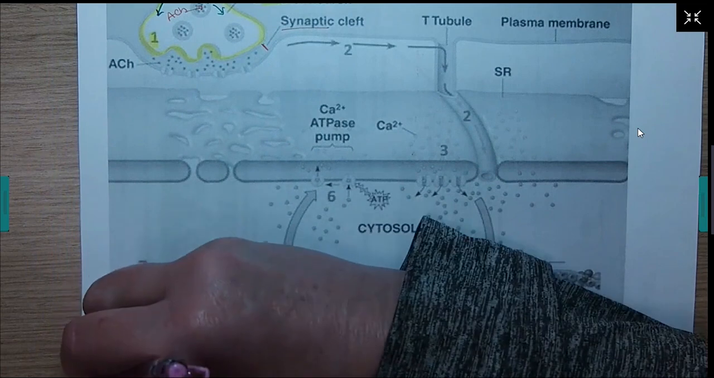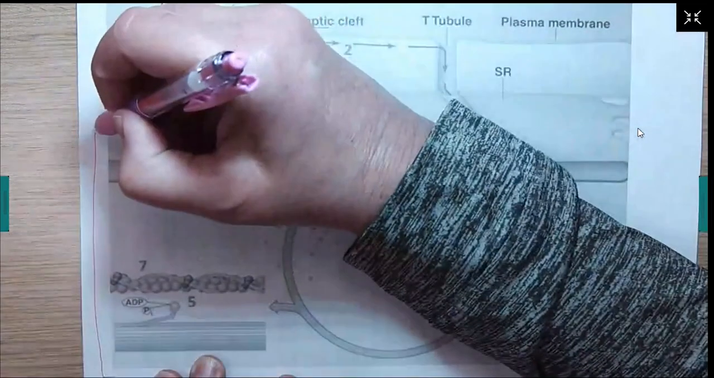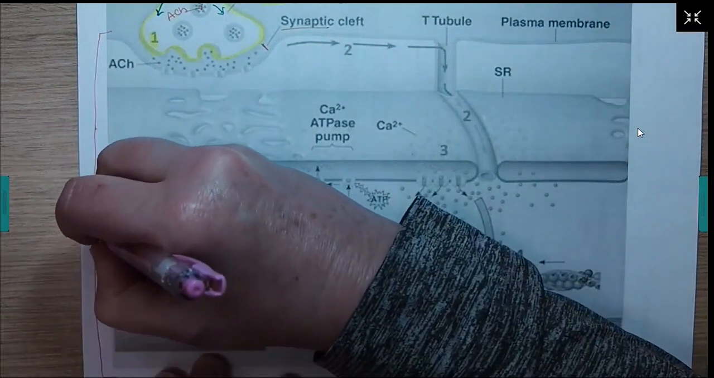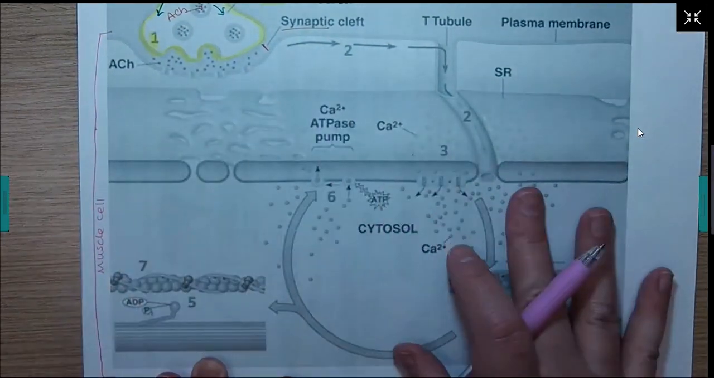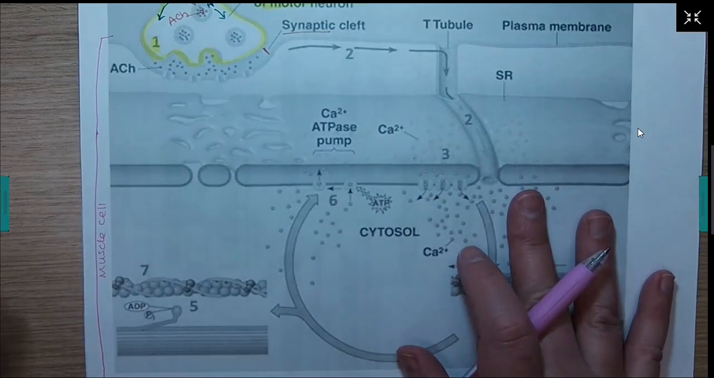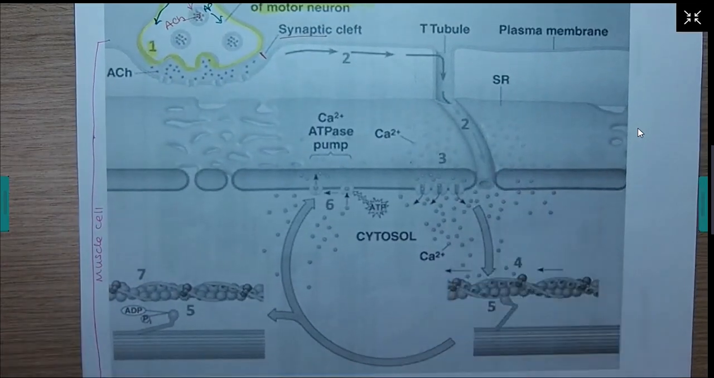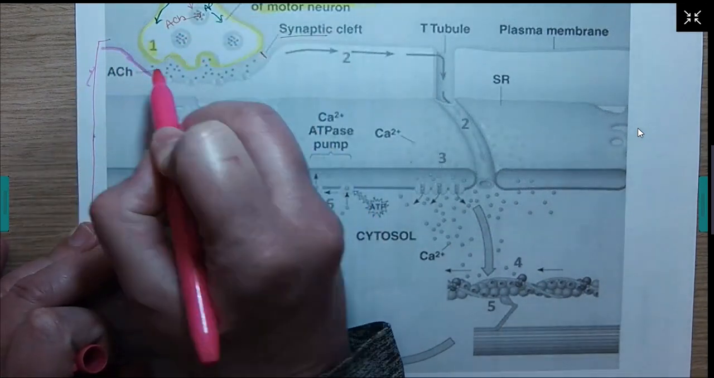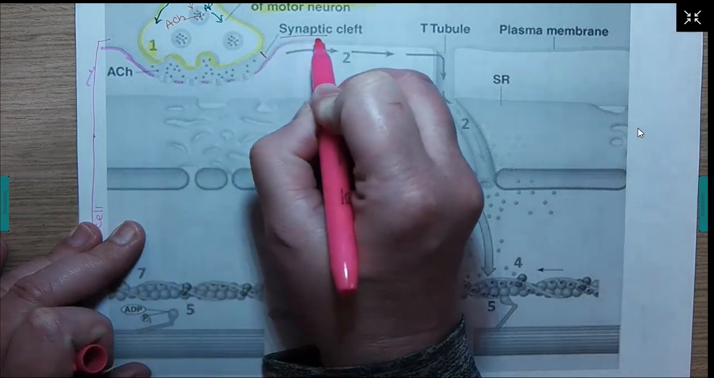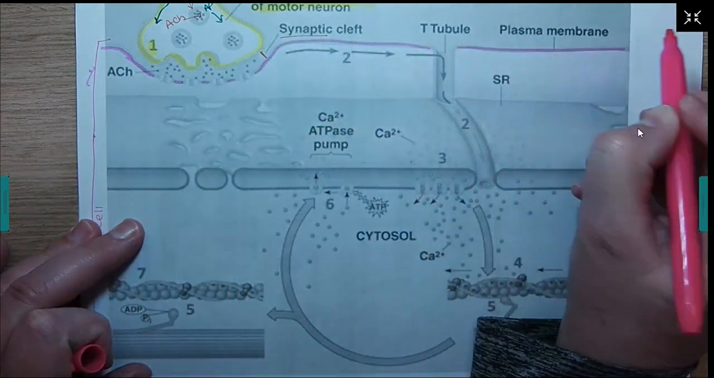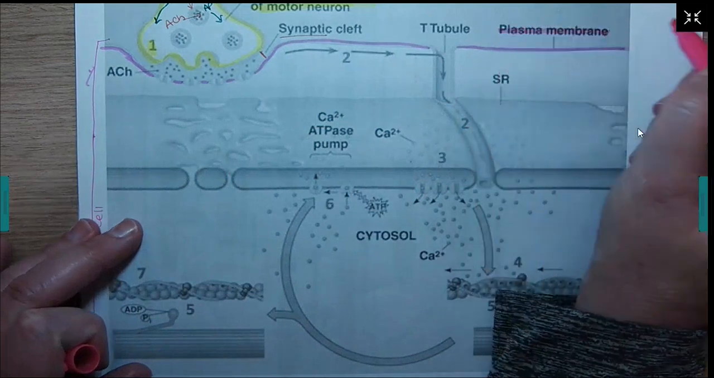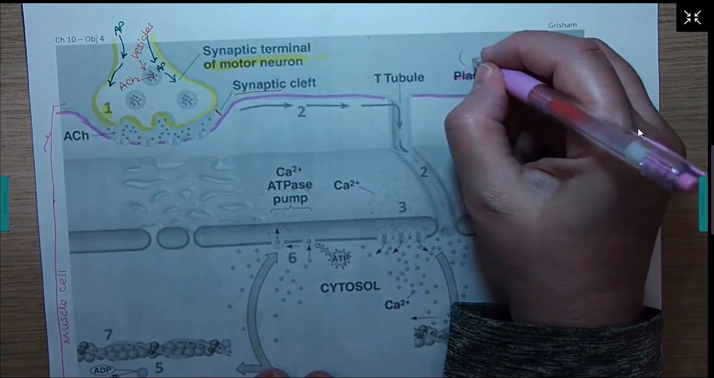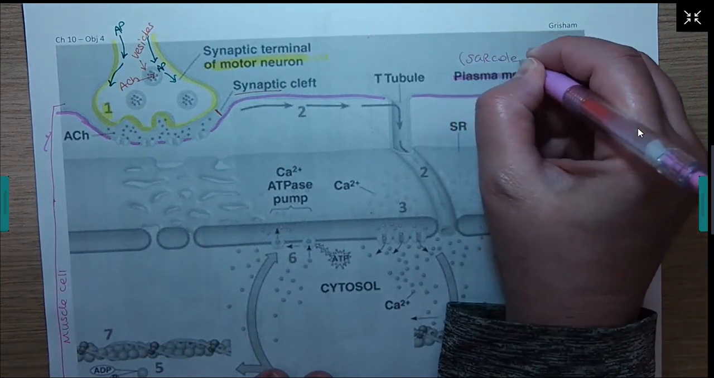So this whole thing here is the muscle cell. So you've got more muscle cell because you've got a lot of stuff going on inside the muscle cell than you had before. So all of this right here, sorry, is the plasma membrane of the muscle cell. And remember, the plasma membrane of the muscle cell is also called the sarcolemma.